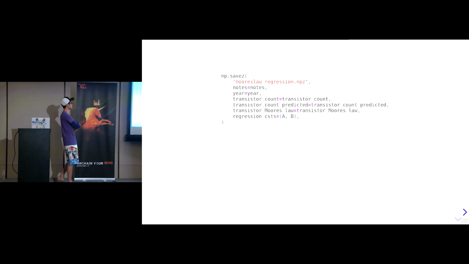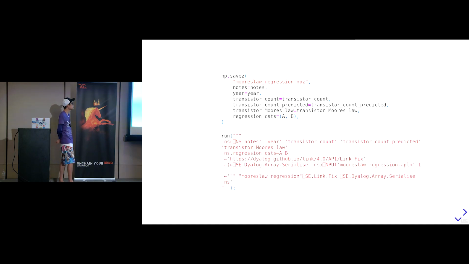Let's use savez in NumPy. So we give it the file name, nodes, year, transistor count is transistor count, predicted is predicted. We're just repeating all over the place. In APL, we can save our variables into a namespace by just referring to the variable names once. And that's this coordinates function creates a namespace.